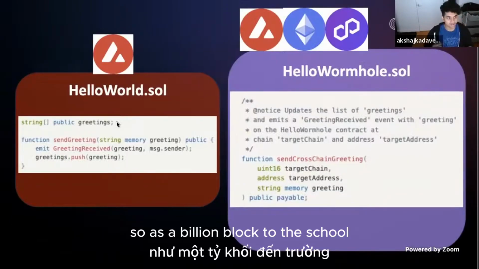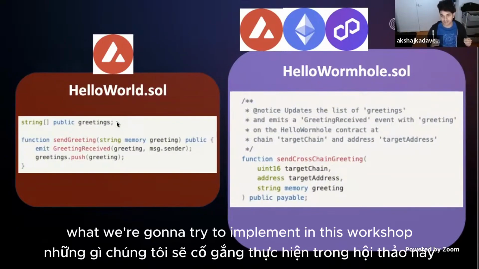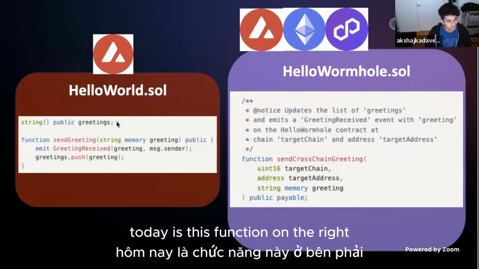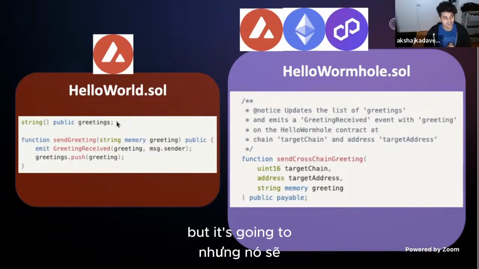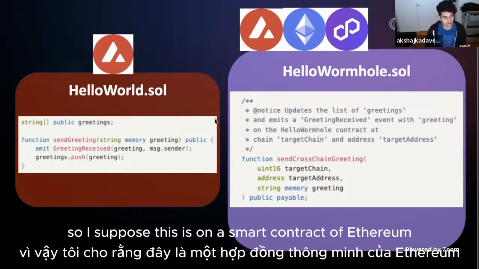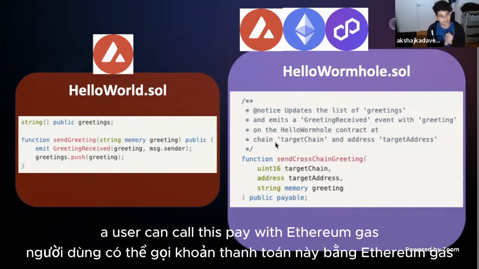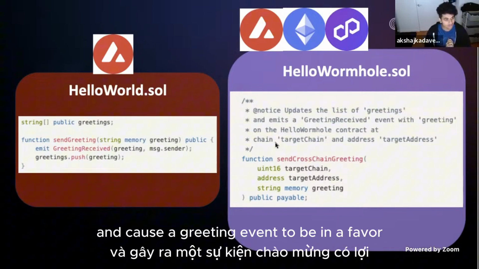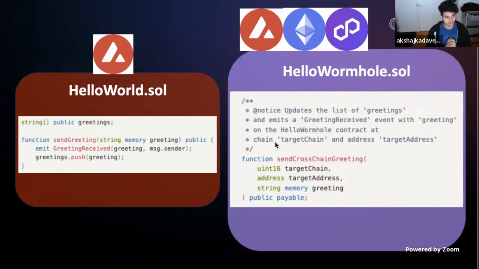So as a building block to this goal, what we're going to try to implement in this workshop today is this function on the right, which is a little modification of Hello World. When the user calls it on the blockchain, so suppose this is on a smart contract on Ethereum, a user can call this, pay with Ethereum gas, and cause a greeting event to be emitted, and a state variable to be modified, on a different blockchain of their choosing.